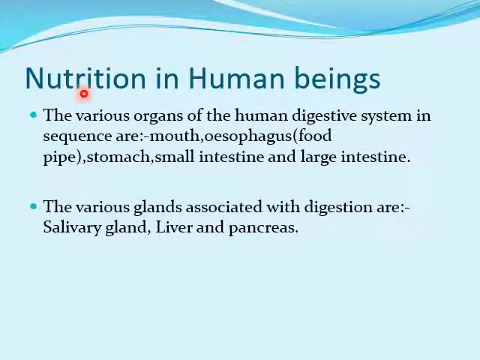Nutrition in humans has various organs which help in the digestion of food, starting from the mouth, esophagus, which is also known as food pipe, stomach, small intestine, as well as large intestine. Children, there are various glands which also help in the digestion of foods. The glands are the salivary gland, which is located in our mouth, liver, as well as pancreas, which break down food into simpler form, which helps in the digestion of food.